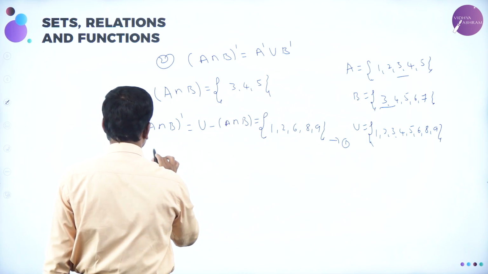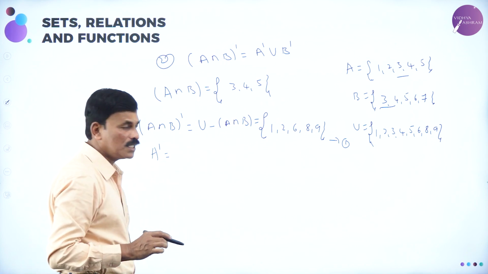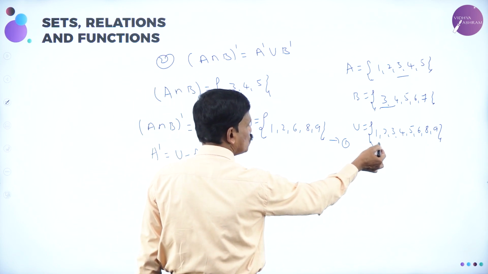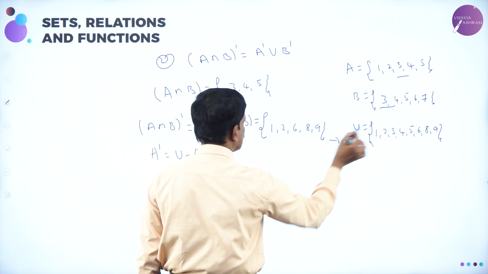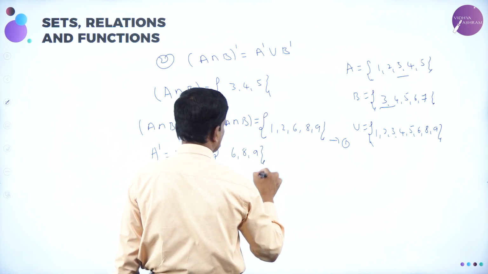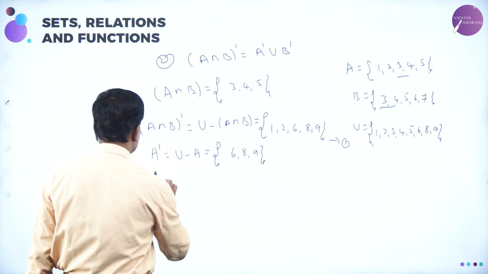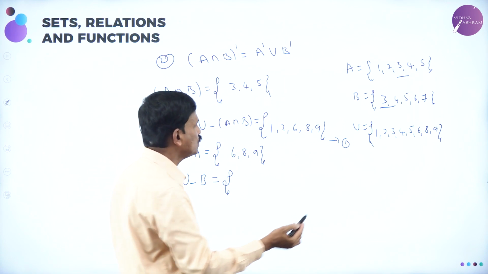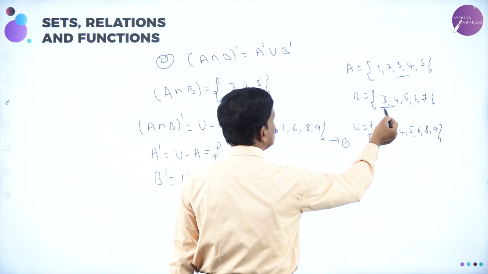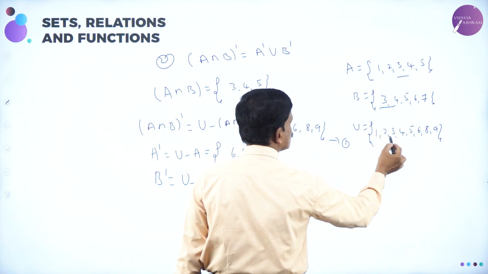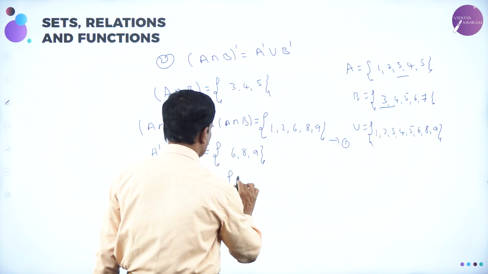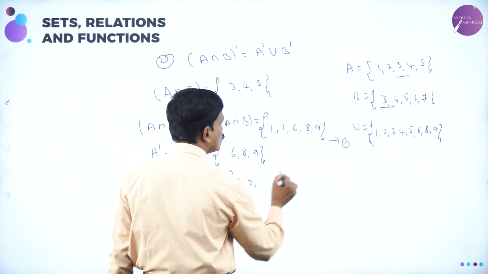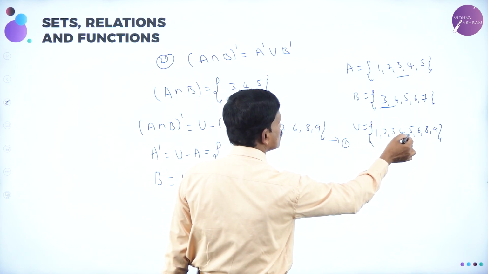Now, second part, A dash. A dash is nothing but U minus A, all the elements which are in U but not in A. 1, 2, 3, 4, 5 are there, so except those, it is 6, 8 and 9. Okay. Now, similarly, B dash is U minus B. All the elements which are in U but not in B. 3, 4, 5, 6 are in B. 1 is in U but not in B. 2 also. So B dash is 1, 2, 8 and 9.